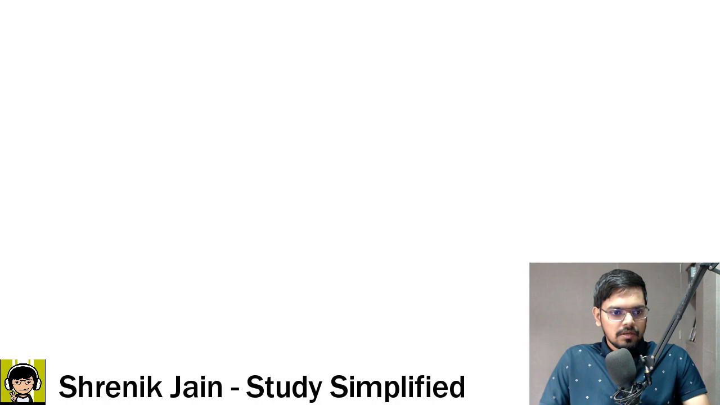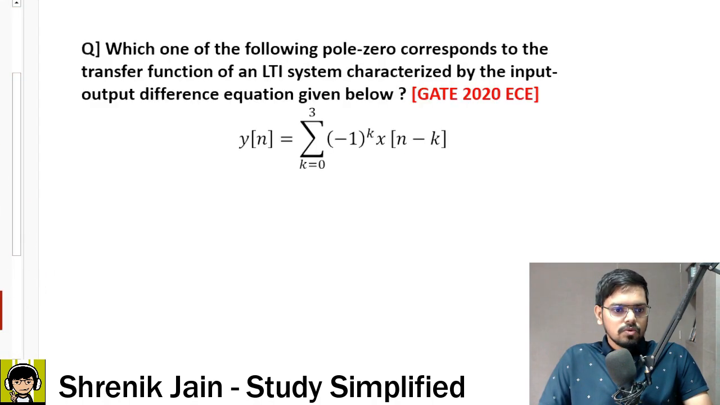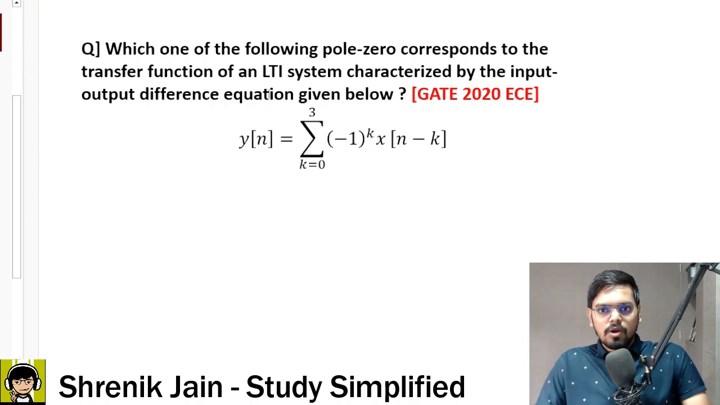The next question is coming in front of your screen. Check it out. One more good question, but this question requires 2 slides. So read this slide. Which one of the following pole-zero plots corresponds to the transfer function of an LTI system characterized by the input-output difference equation given below? So please write it down. This is the difference equation.